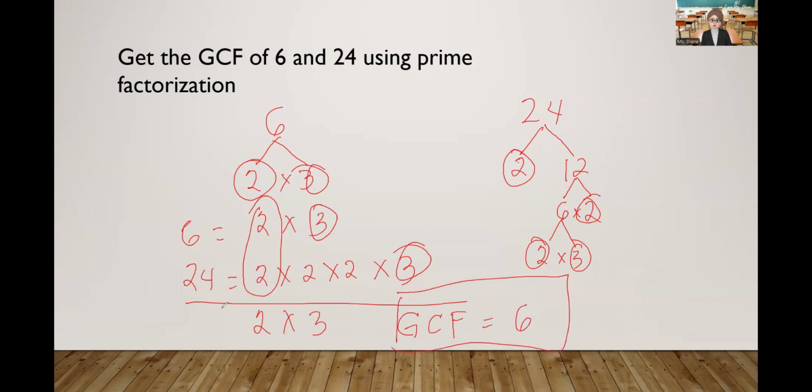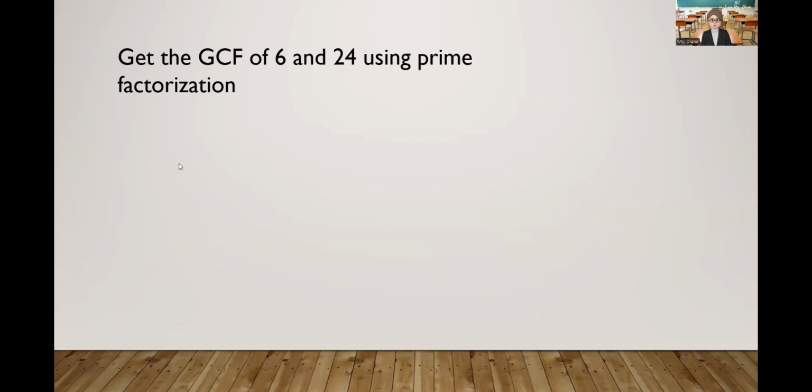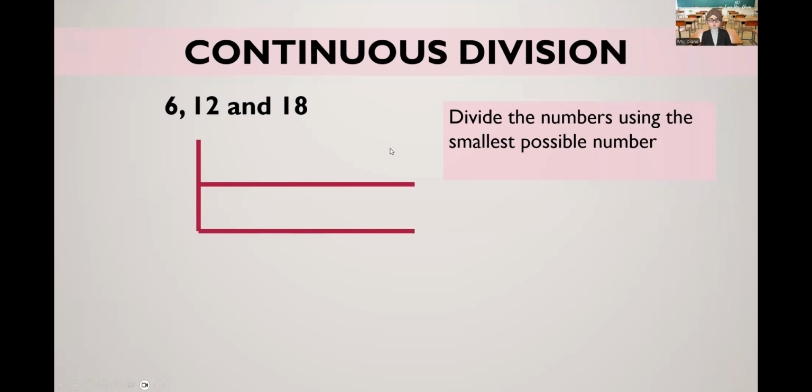So that is the GCF of 6 and 24. Next, let's get the GCF of 6, 12, and 18 using continuous division. First, we have to divide the numbers using the smallest possible number. Remember, you have to think of the smallest possible number. Which number is divisible to 6, 12, and 18?